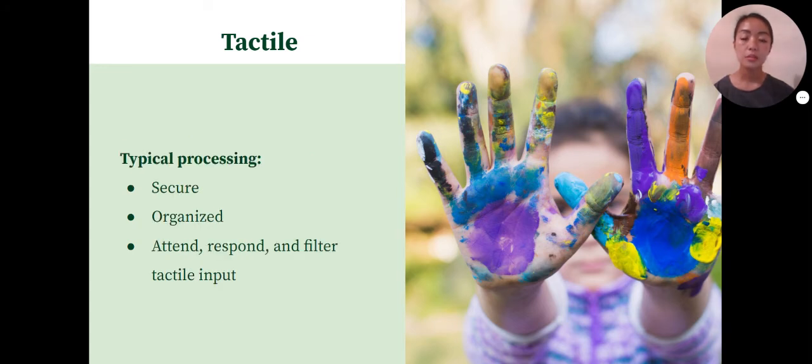When the tactile system is functioning properly, we are also able to feel secure and organized in our bodies. We can focus, respond, and filter tactile input to interact effectively with the environment, so we're not bothered by sensations like the feeling of our shirt, touch from others, or glue on our hands. We can play in different textures like sand, brush our teeth, wash our hands, take a shower, or eat a variety of textures.